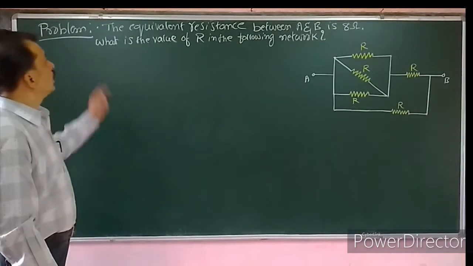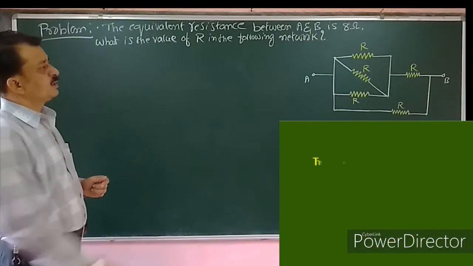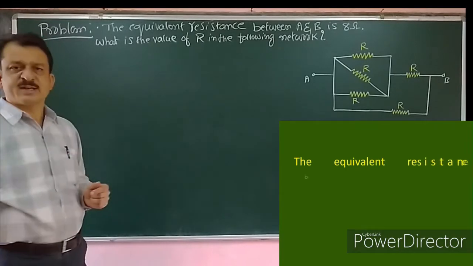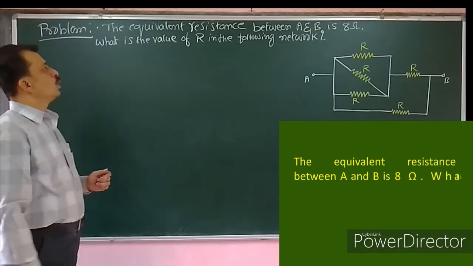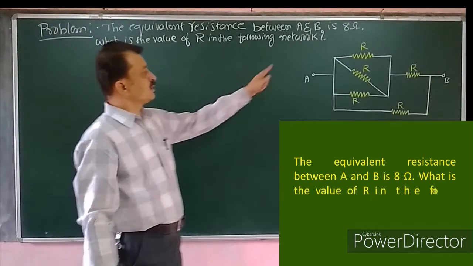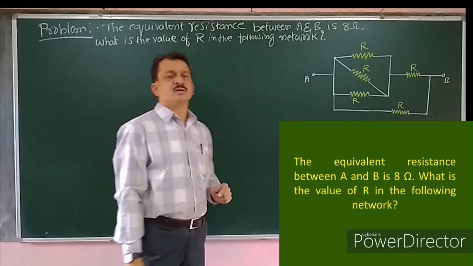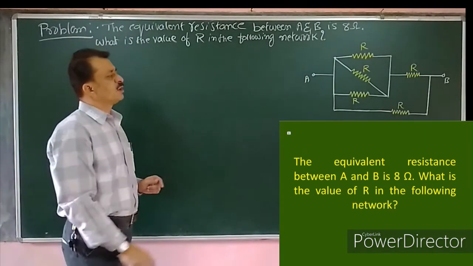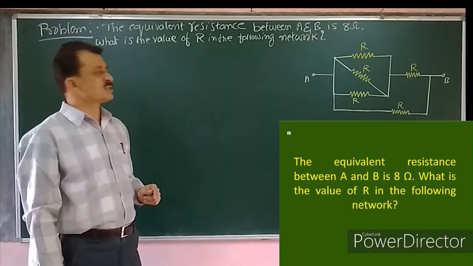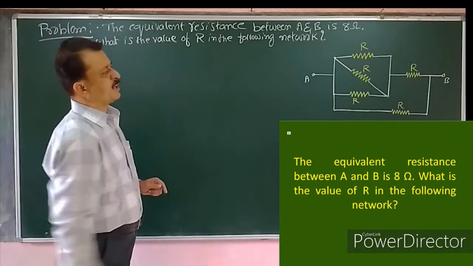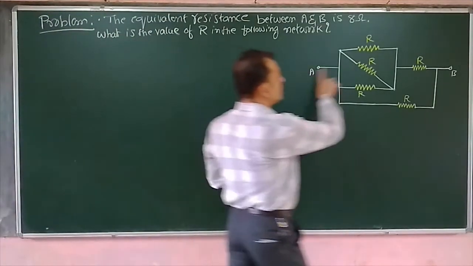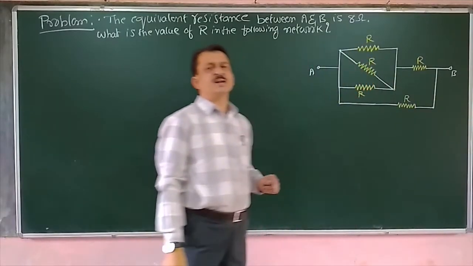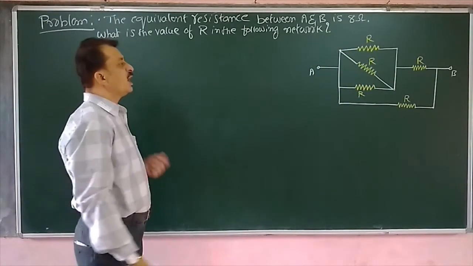Problem: the equivalent resistance between A and B is 8 ohms. What is the value of R in the following network? They have given a network of 5 resistors arranged in such a manner, and their equivalent resistance is given. You have to calculate the value of R.